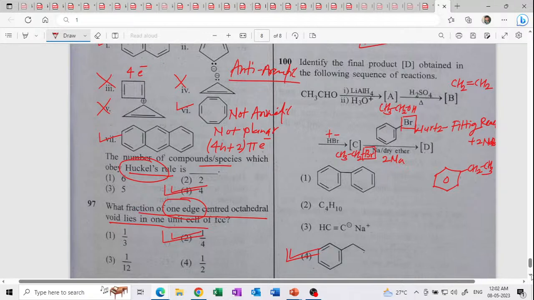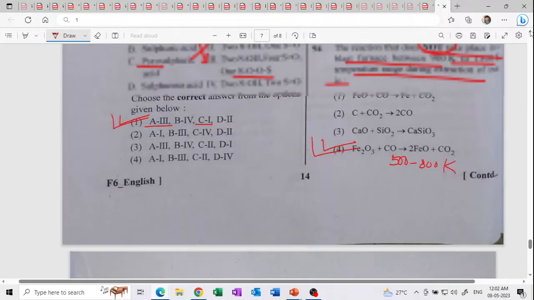Get it? Then please tell me about the paper. Yes, all the answers are correct. Yes, please check. All answers are correct.